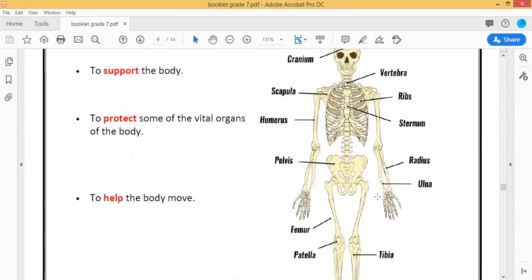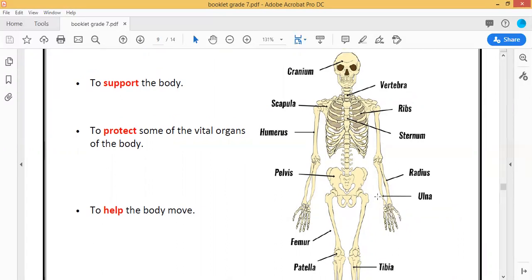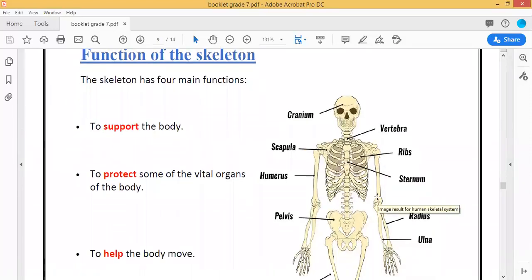Here we have a diagram to show us the skeletal system. Of course, you know the cranium or skull, vertebral column or backbone. Here we have the pelvis, the rib cage. So let's study the function of the skeletal system. Number one, it will support the body. What is meant by support the body? It gives the body its shape.